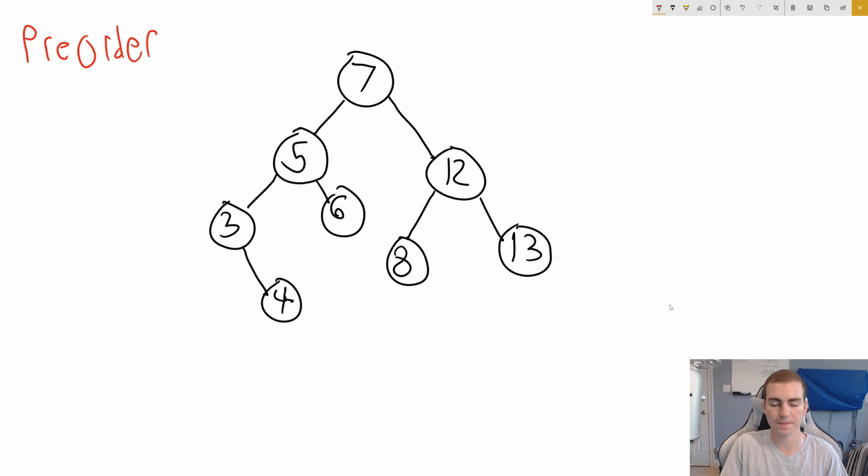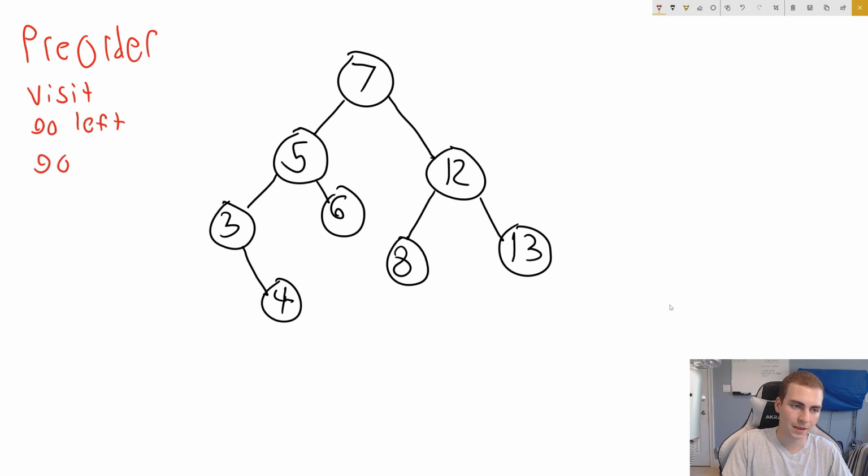So when we actually visit the node is very important because that is how this traversal works. Now, the first order, which is called preorder, simply means, and I guess I'll write it here, visit, go left, and then go right. This is what this stands for. Now, it's pretty straightforward.